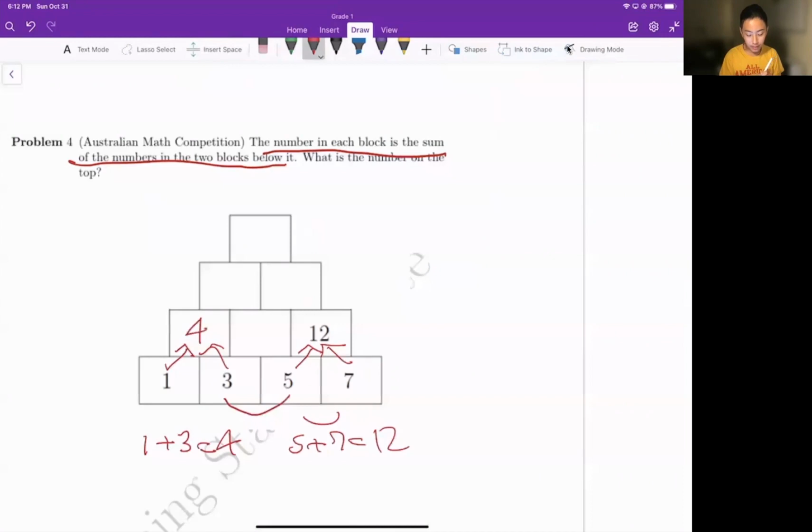Similarly, we can show that 1 plus 3 equals 4, so 4 should go on top of here. 5 plus 3 is 8, so 8 should go up here. And 4 plus 8 is 12, so 12 should go up here. 12 plus 8 is 20, so that should go right here. And finally, for the top number, the number is just 32 because 12 plus 20 is 32. So 32 should be your answer for problem 4.